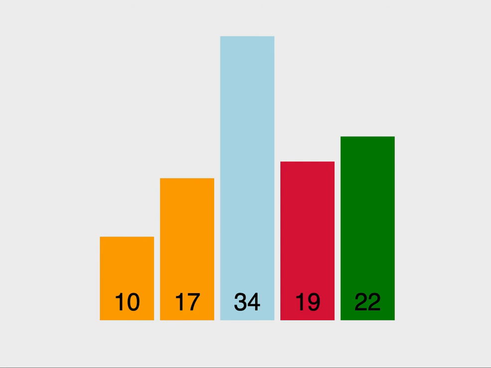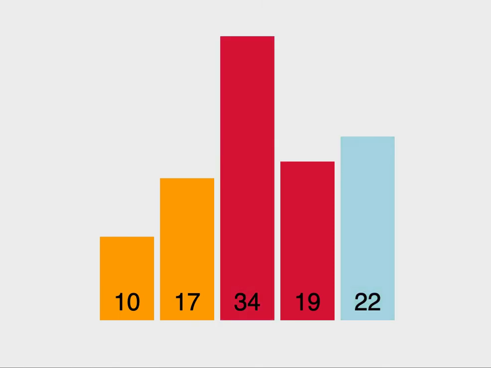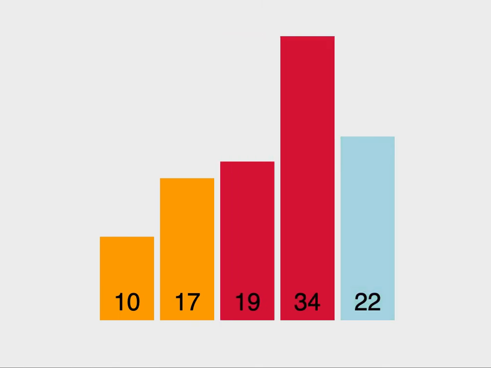Then we go back to where we started. 34 is where we started, right? And we've found our smallest value in this pass, which is 19. So we're going to swap the positions of those elements. 19 is now swapped with 34. Now we have 3 elements that have been sorted in our array: 10, 17, and 19 have been sorted.